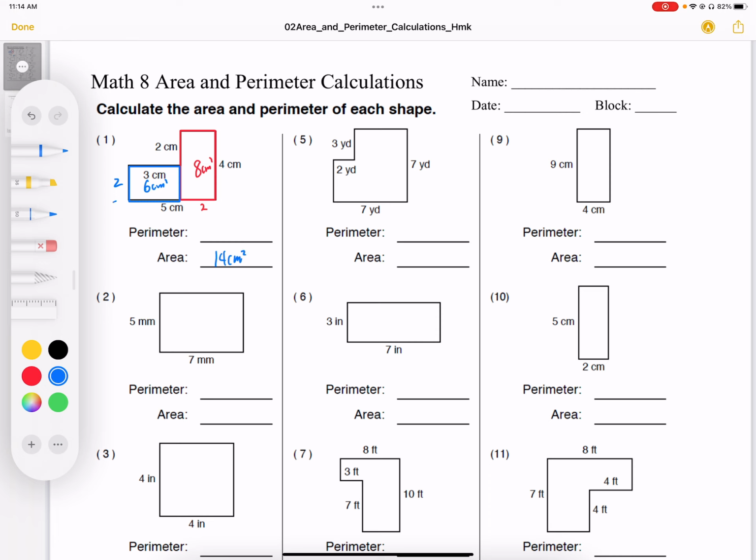The perimeter, we have to measure all the way around. So we just count 5 plus 4 plus 2 plus 2. So that's going to be 5 plus 4 plus 2 plus 2 is going to be 13, 16, 18. Counting all the way around, we end up with a perimeter of 18 centimeters.